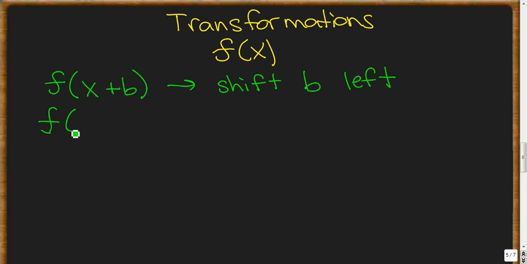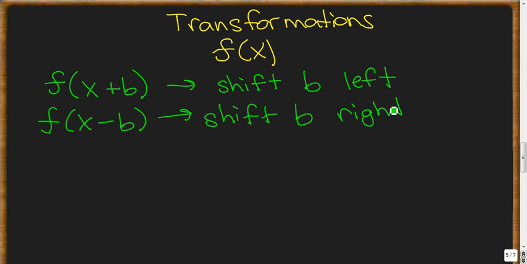You can have f of x minus b, which is going to shift b right. So, again, you're taking away from x. Now what you're doing is you're forcing x to be larger than it would normally have to be. So it makes all the points in the graph move further to the right to where they would be before.